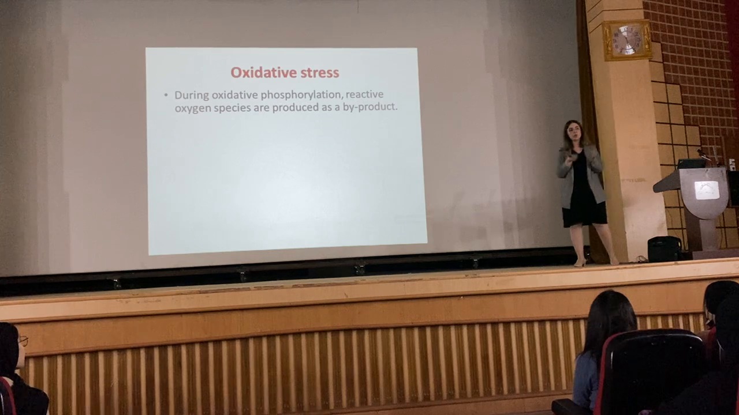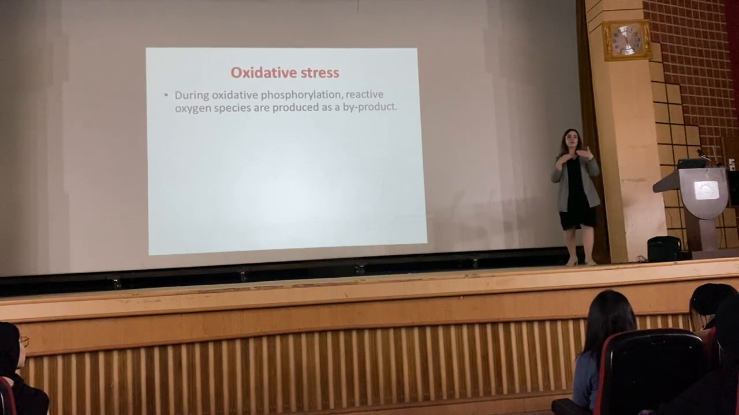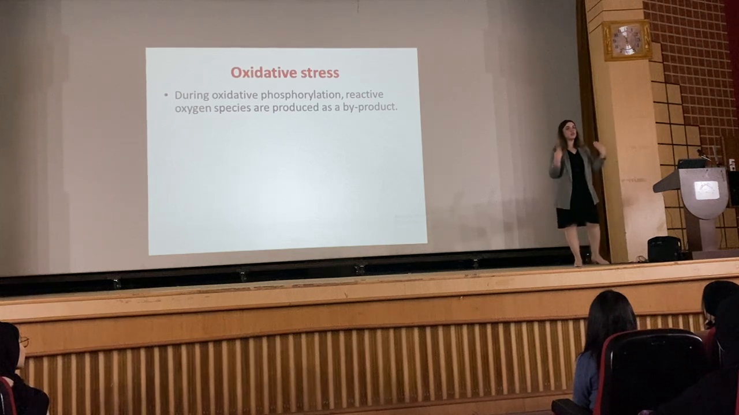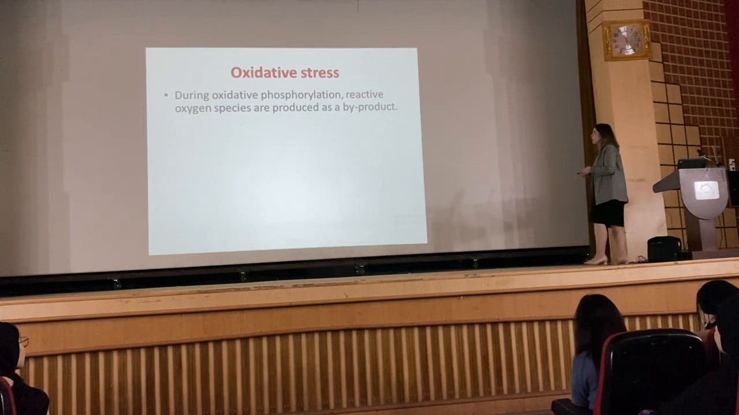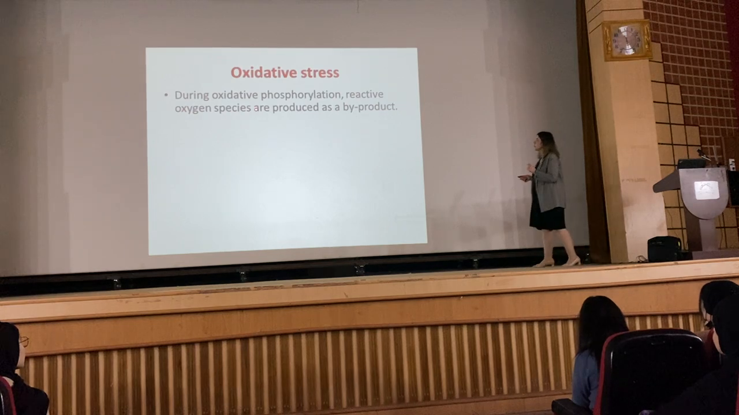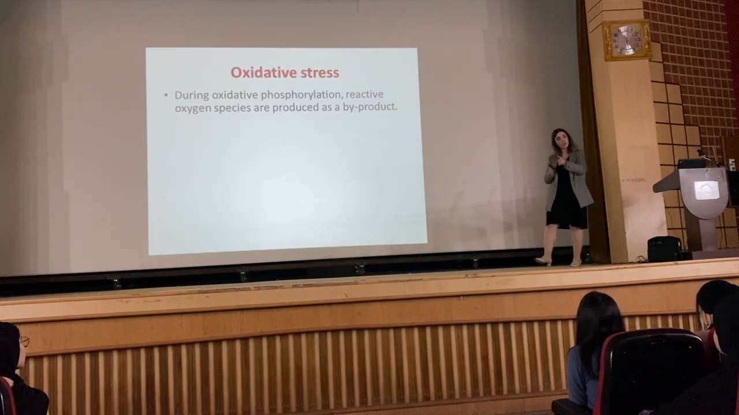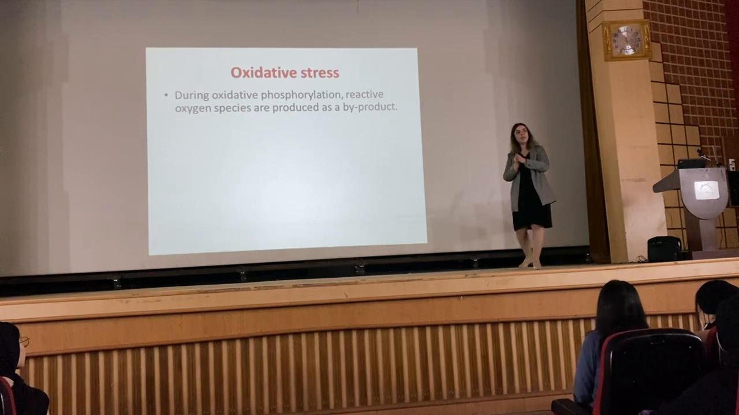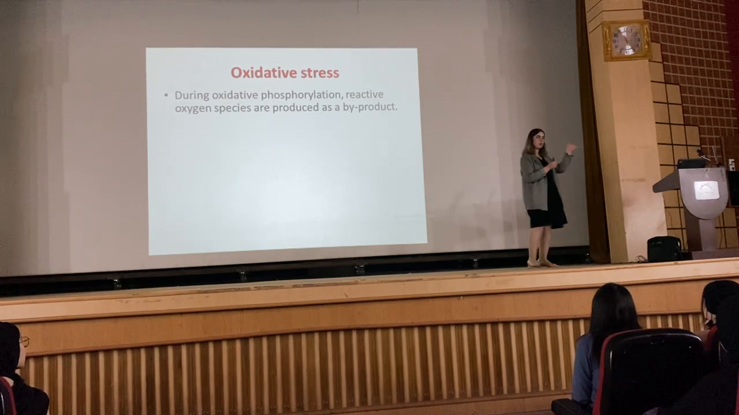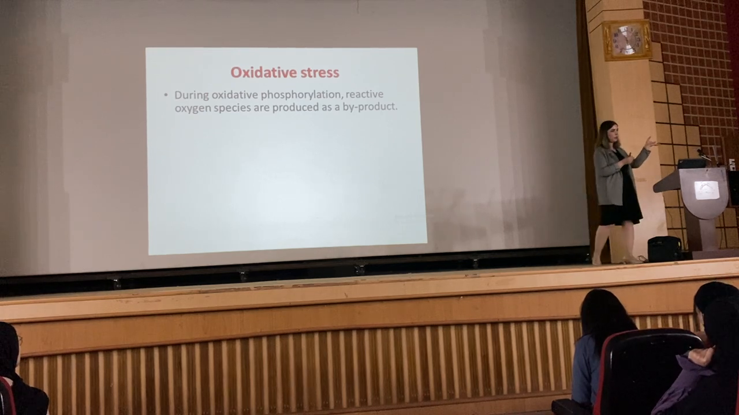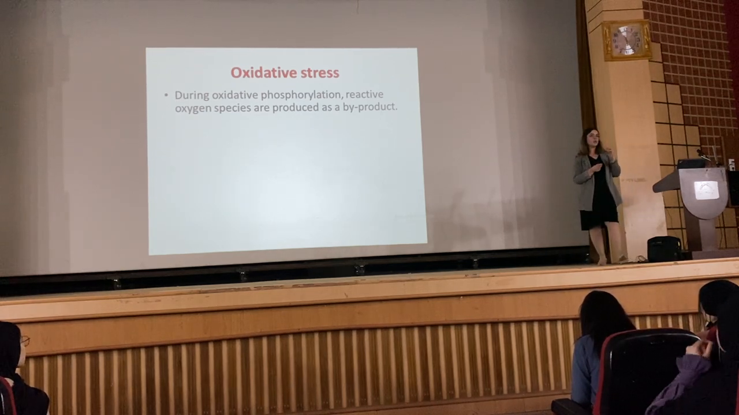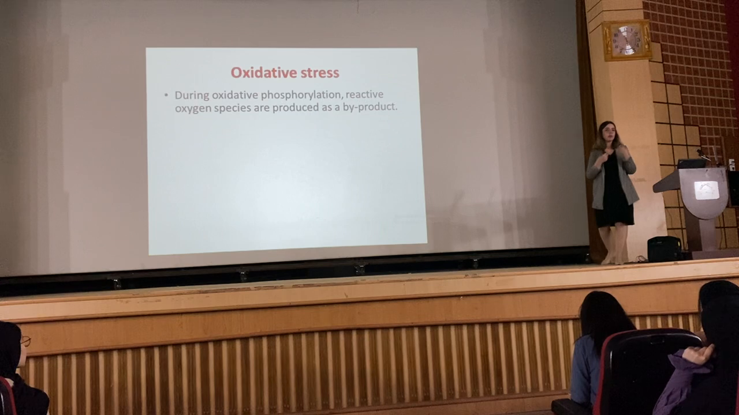So when we have too much reactive oxygen species, too many free radicals, there will be a situation called oxidative stress. Okay? During oxidative phosphorylation, reactive oxygen species are produced as byproducts. So our body should deal with this by antioxidants.